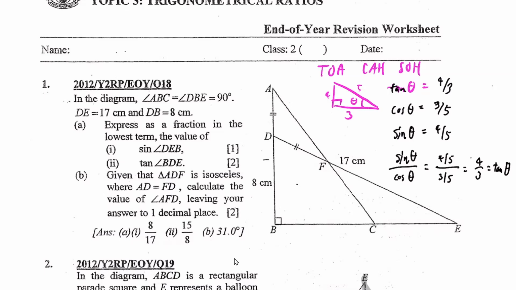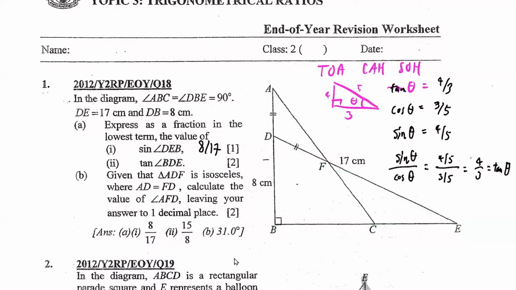Good. So now let's answer the question. Sine of angle DEB. Take note, they never ask you sine inverse to find the angle, just find the sine. DEB is this angle here. So sine is opposite over hypotenuse, so it's 8/17. Okay, good. So 8/17.